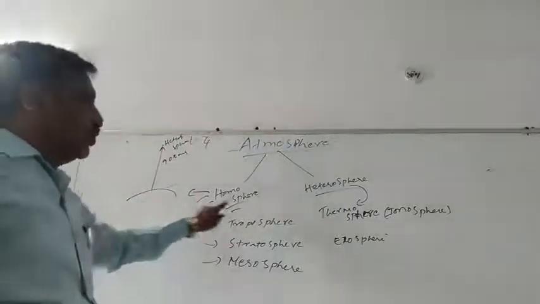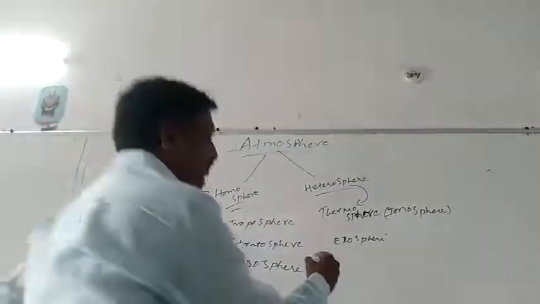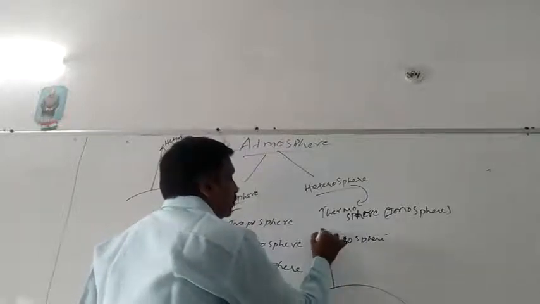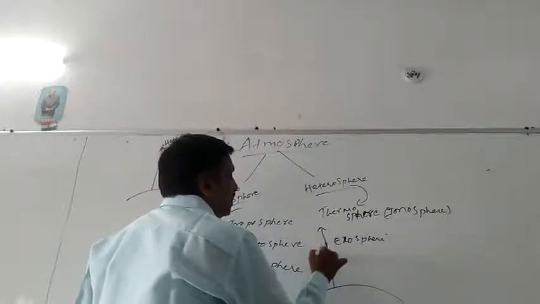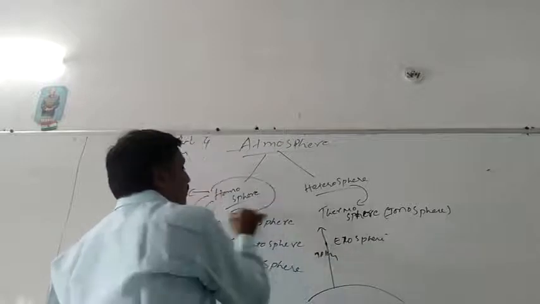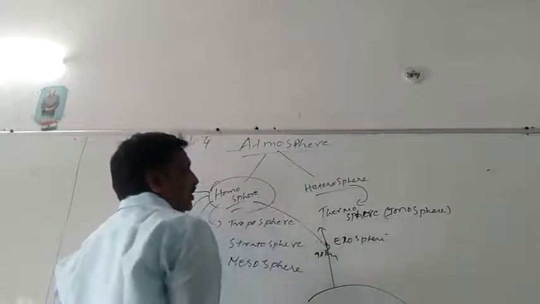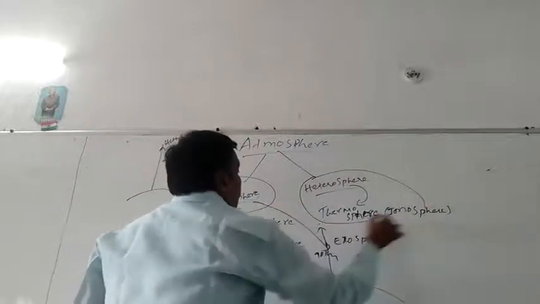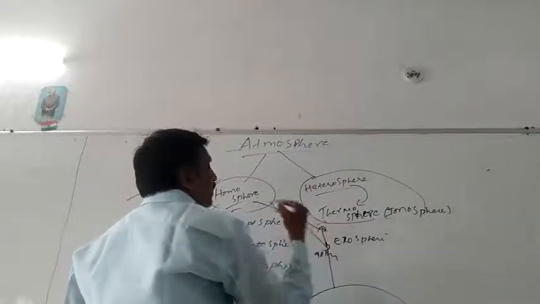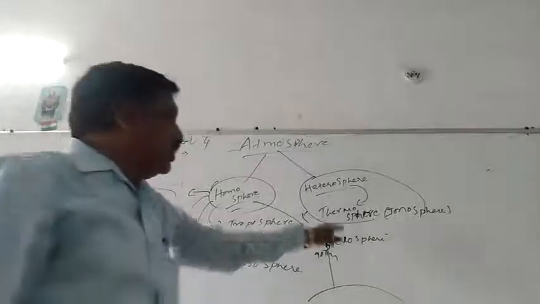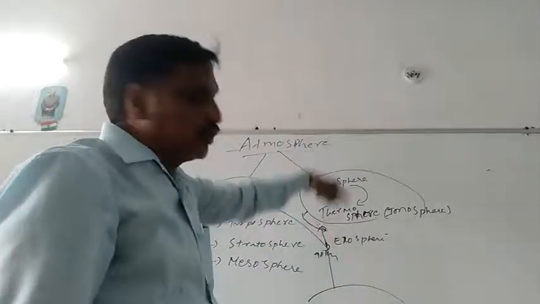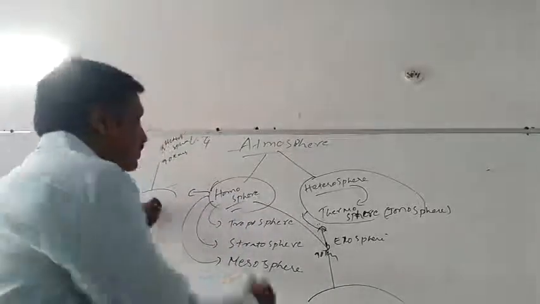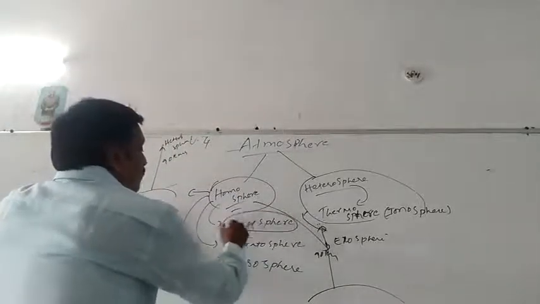Homosphere extends up to 90 kilometers from the surface of the Earth. If you travel in this space up to 90 kilometers, you are traveling in homosphere. Above 90 kilometers, you will be traveling in heterosphere, which includes the thermosphere and then the exosphere. Got it? So now we see up to what extent these layers exist.